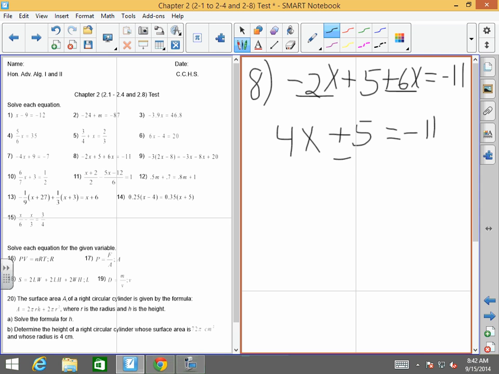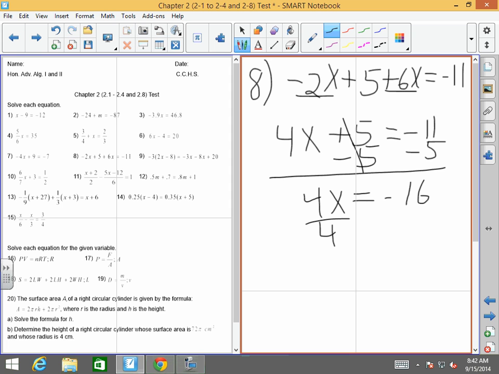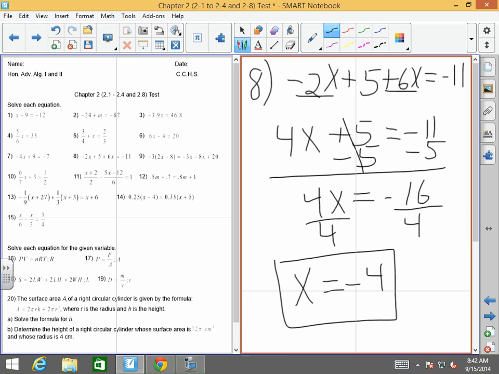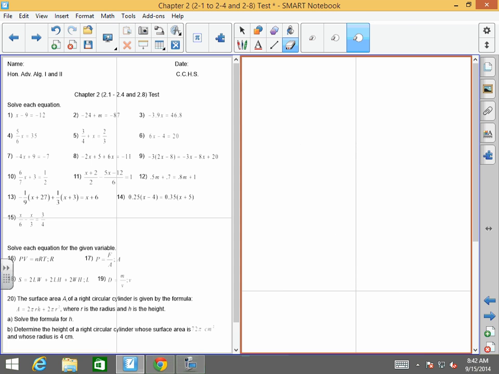Now it's a two-step equation. Undo addition and subtraction, so I subtract 5 from both sides. And then undo multiplication and division. 4x equals negative 16. Divide by 4. X equals negative 4. Okay? Number 9.